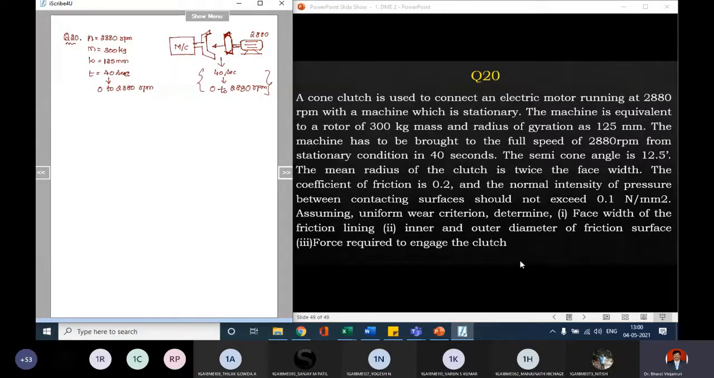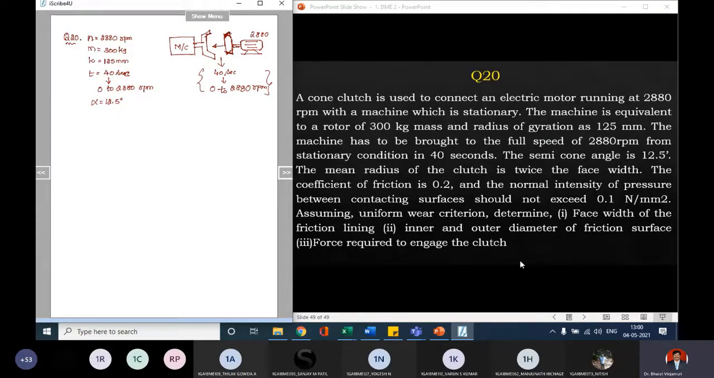From the stationary condition, the semi-cone angle is 12.5 degrees. So once again, alpha is equal to 12.5 degrees. The mean radius of the clutch is twice the face width. Can you tell me what does it mean? Mean radius of the clutch is twice the face width.